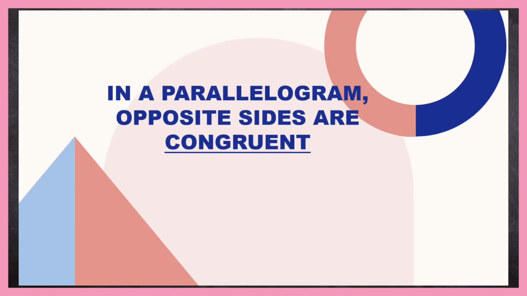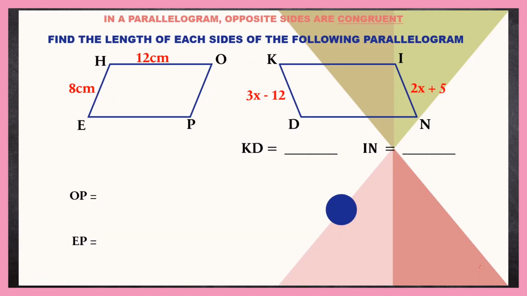For the first property, we have in a parallelogram, opposite sides are congruent. So this is the keyword, congruent. Now for us to solve these two figures, we need to use the properties of parallelogram that focuses on the sides. So without further ado, let's start our discussion. In both figures, we will find the unknown length of the sides of the parallelogram. So in the first figure, we are asked to find the length of sides OP and side EP.